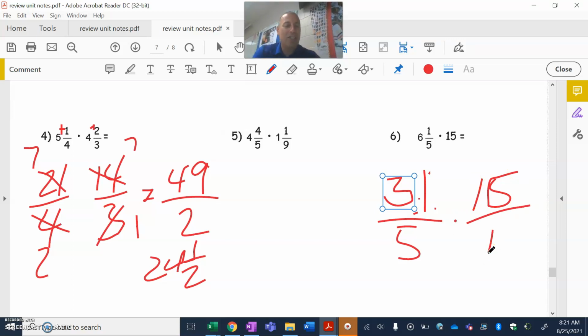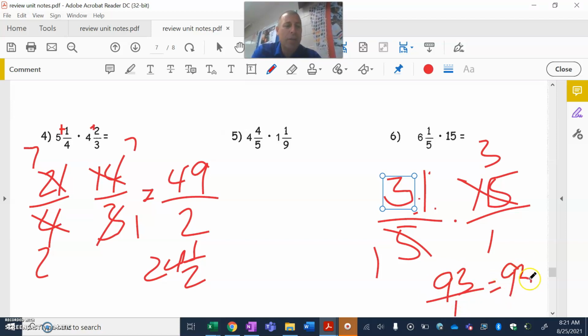Look for some cross division. I can divide them both by 5. All right, let's multiply across, and I get myself a 93 over 1. Well, what is 93 ones? Yeah, 93. Now, we do say if it can become a whole number, we do want to simplify it to a whole number. We just don't write it as the 93 ones. So, hey, there you go.